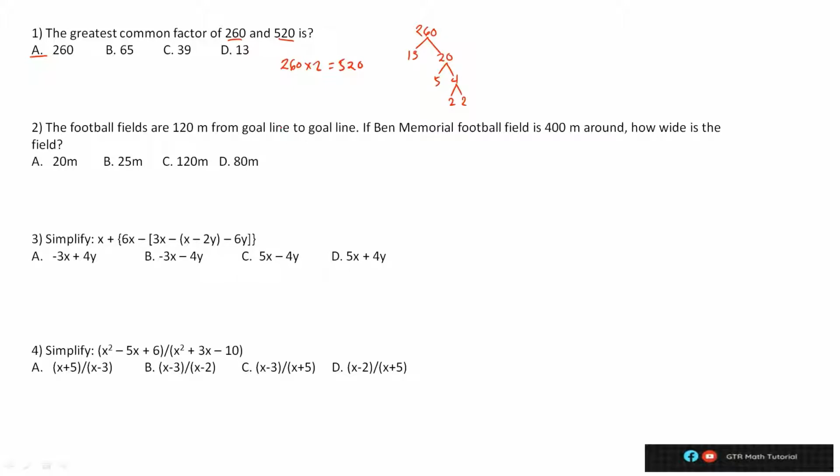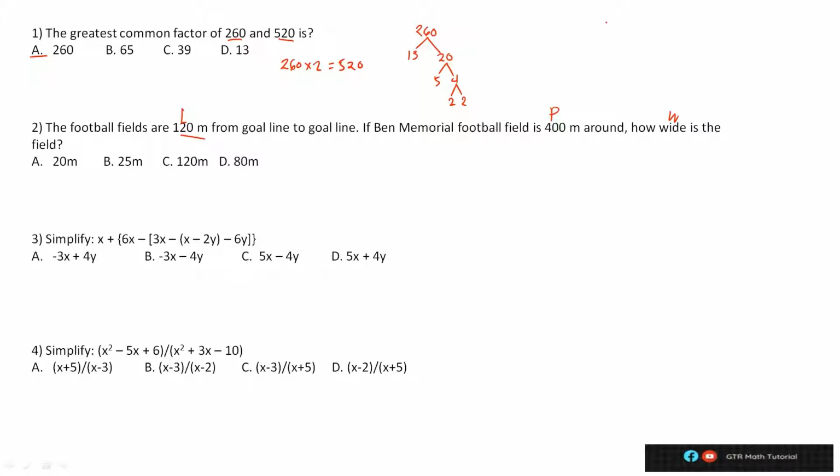Next, number 2. The football field is 120 meters from goal line to goal line. If Ben Memorial Football Field is 400 meters around, how wide is the field? This problem is about perimeter. Given 120 meters from goal line to goal line, that is the length of the rectangle, since a football field is a rectangle. The field is 400 meters around, so 400 is the perimeter. What we are looking for is how wide, which is W.